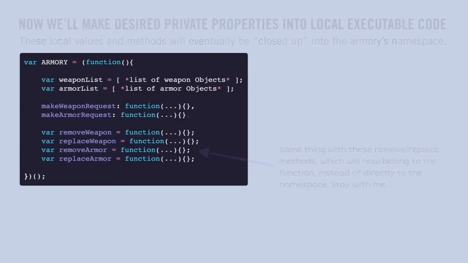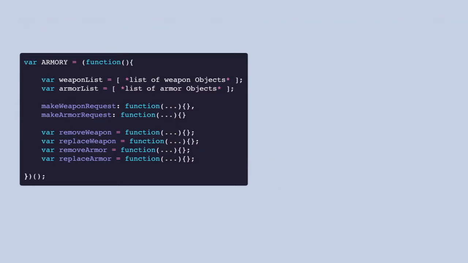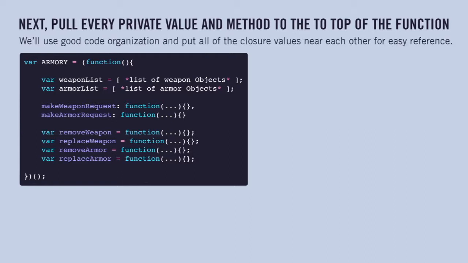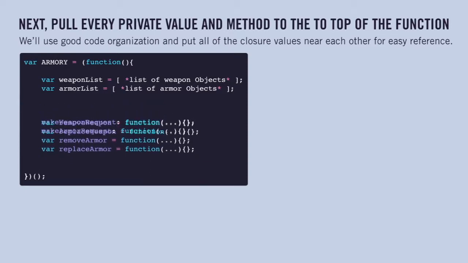Stay with us. Next thing you should probably do, although it's not really required, it's just good habits, is to pull every private value and method to the top of the function. That's going to help us with code organization, and it's going to put all the closure values near the top and near each other for easy reference. So let's scoot those over.